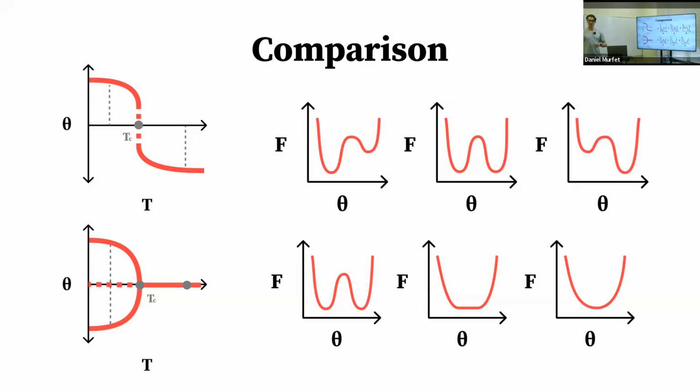But the first example is the global maximum shifts discontinuously. In the second one, it merges to one minimum. Yes. Is that how to think about it, or is that specific to these examples?